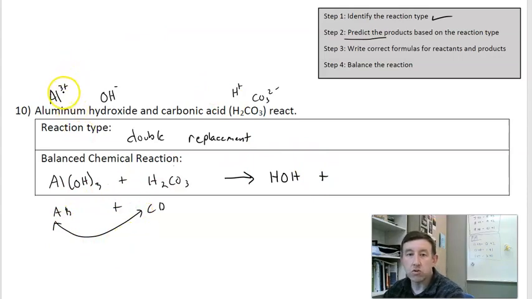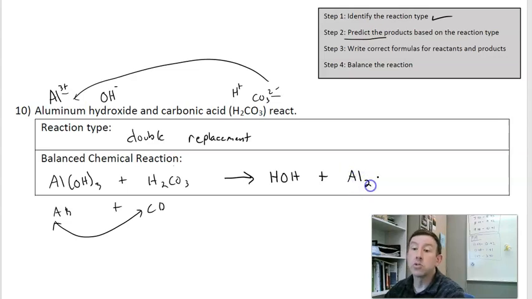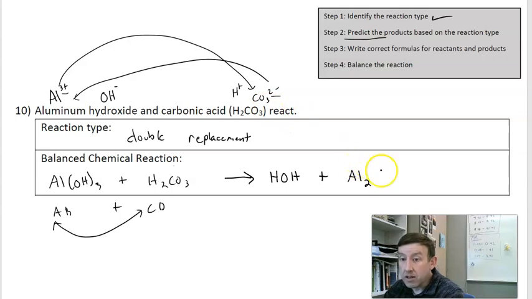So I have aluminum, which is a 3+, carbonate, which is a 2-. Those are not equal and opposite charges, so I'm going to have to do my crisscross method. I'm going to have to give the 2 to aluminum. Al2. The 3 goes to the carbonate. Now, that carbonate looks like this, CO3. That 3 is already a part of the carbonate, so that does not account for the +3 charge.